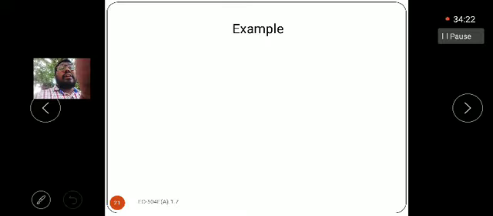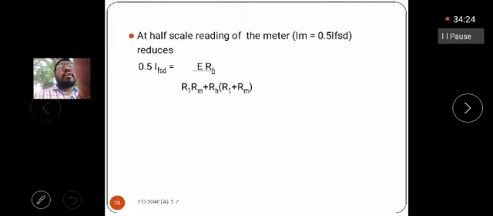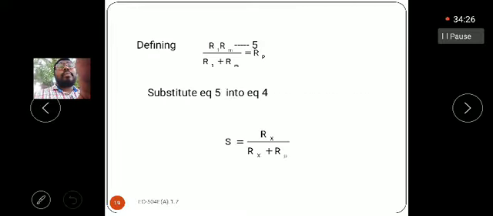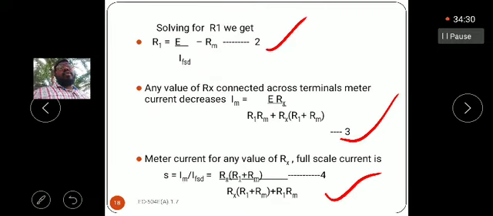Here this is the design of the shunt type ohmmeter. The shunt type ohmmeter and series type ohmmeter designs are the same. The only thing is the intermediate measurement. Based on that, we are finding the adjustable resistance value, the meter resistance value, and the intermediate resistance value that we have to measure.